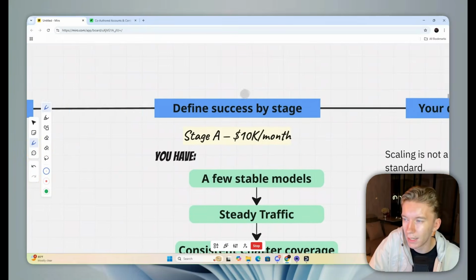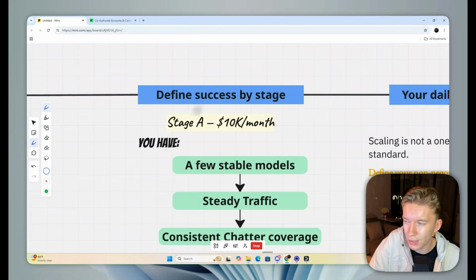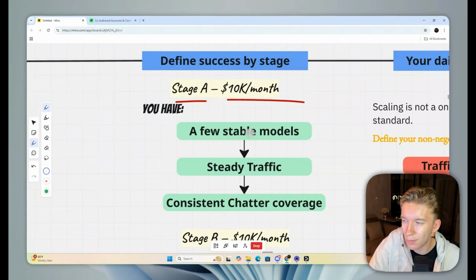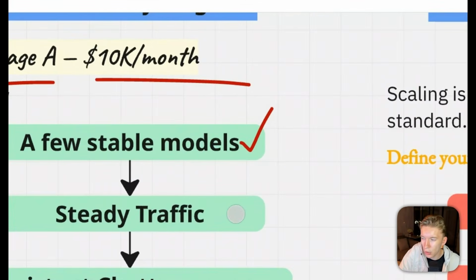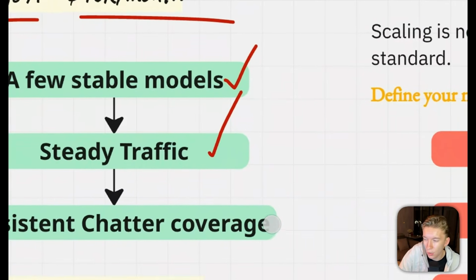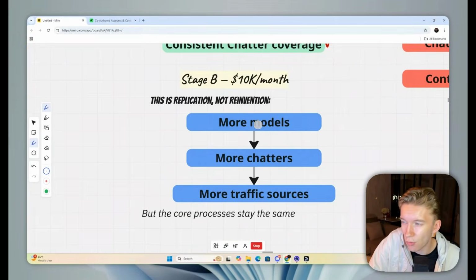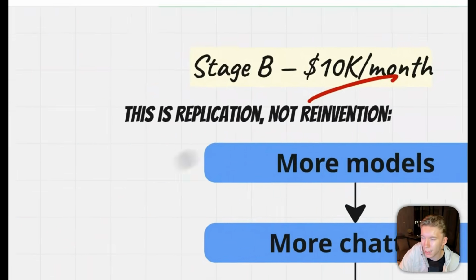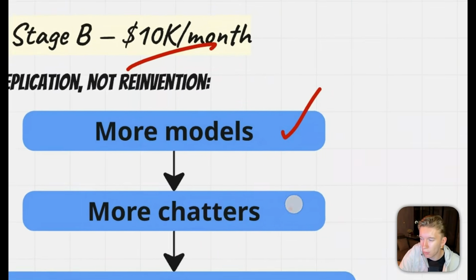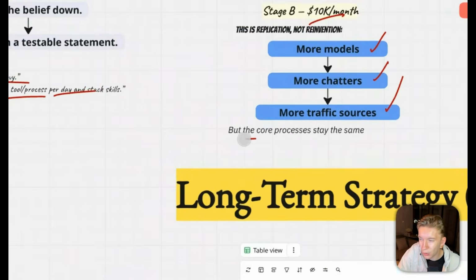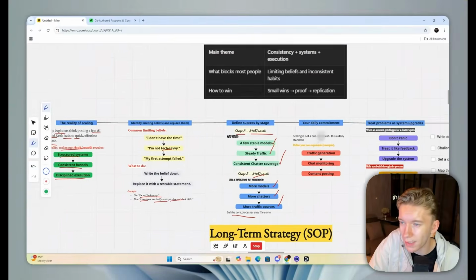So again, define success by stage. Stage A is 10K per month. At 10K per month, you will have a few stable models, steady traffic, and consistent chatter coverage. Then replication to scale past 10K per month. You're obviously going to have more models, more chatters, and more traffic sources, but the core processes overall end up staying the same.